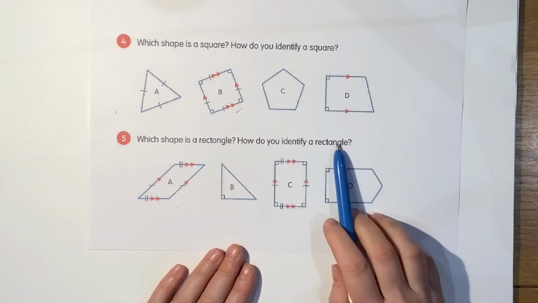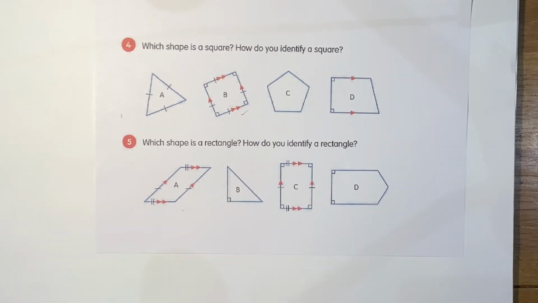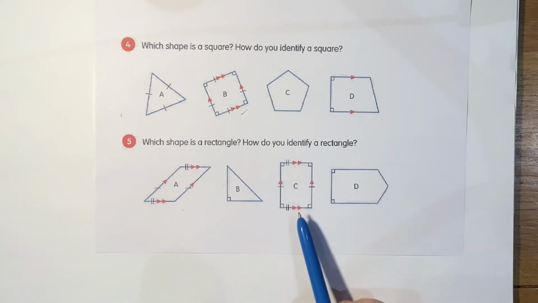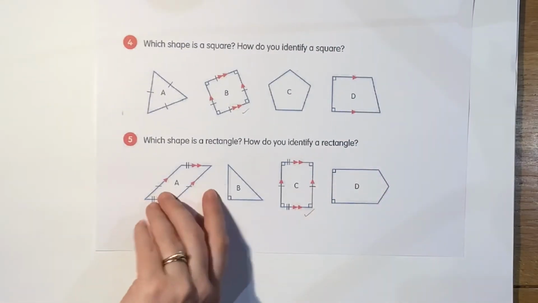What shape is a rectangle? Well, we know that a rectangle has opposite sides are equal, okay? And two pairs of parallel lines. If you need to, you could go back here and check the list. So C was the rectangle.